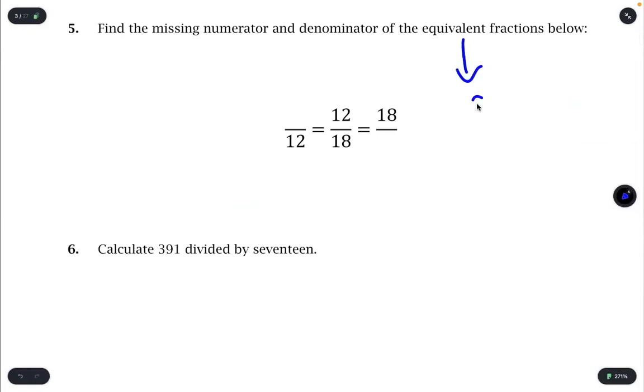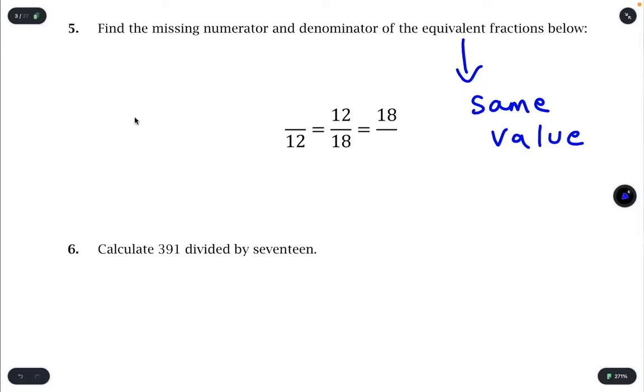Equivalent means they have the same value. So if the top increases, then the bottom also has to increase in order to keep the proportions the same. So let's use 12/18 as our starting point. Well, if we look at 18 as this denominator, but 12 is the denominator for this fraction, this denominator is smaller, so the numerator also has to be smaller to stay in proportion.